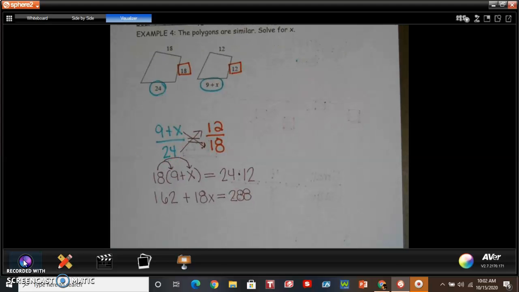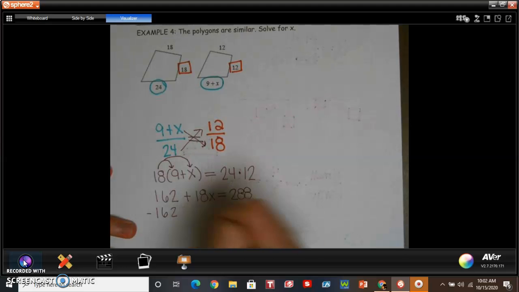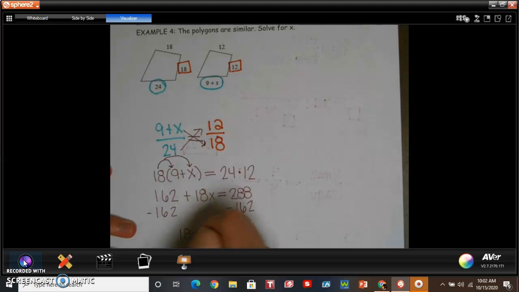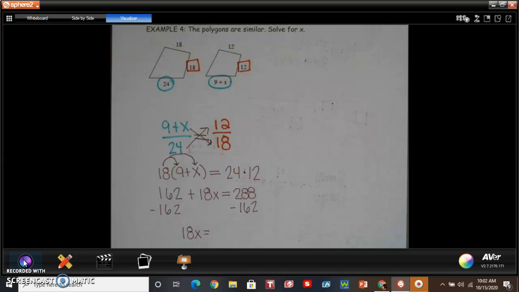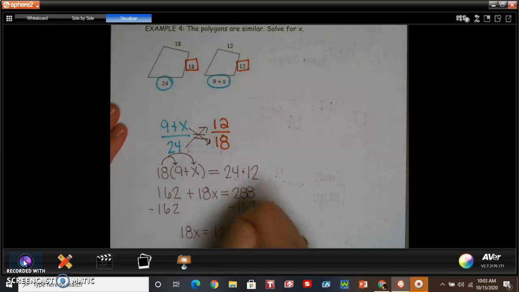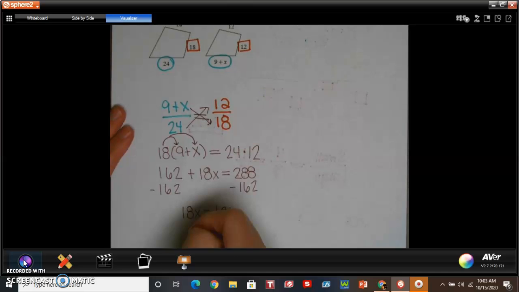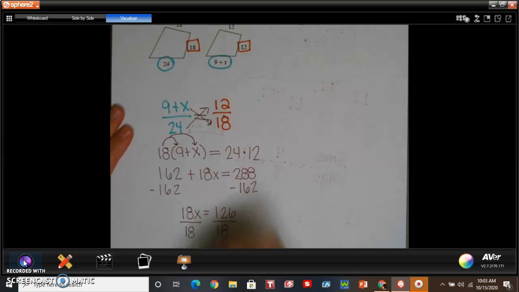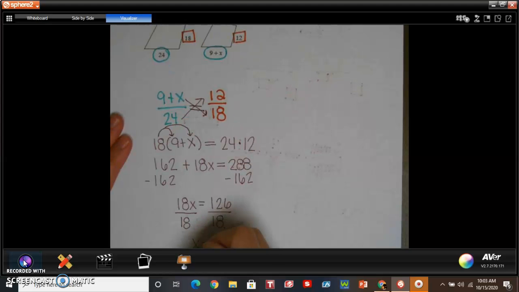Now let's solve for x. First thing we're going to do is subtract 162. So I get 18x equals 288 minus 162 is 126. This is a total thing that dyslexic people don't like. They match up. Don't like it. All right, divide by 18. We get x equals 7.